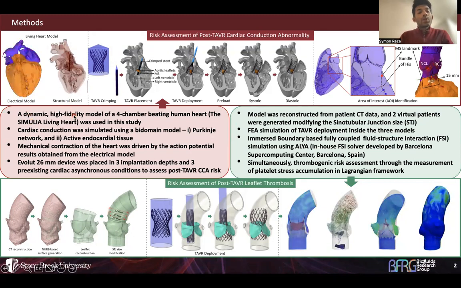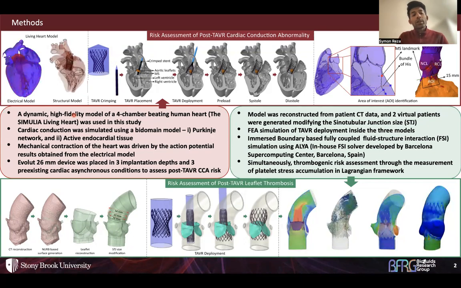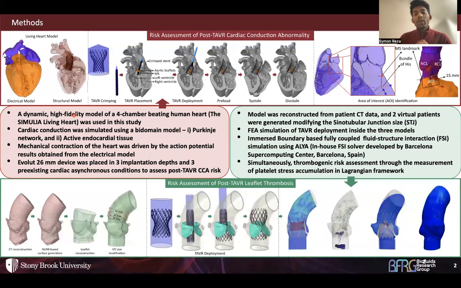So we simulate the electrical action potential transfer through the heart and then use those results as the boundary condition for the structural model. And then we deploy this TAVR device in three different implantation depths and also three different pre-existing conduction abnormality conditions. Then we measured the mechanical factors in the proximity to the bundle of His and the TAVR prosthesis. Based on the comparative analysis, we were able to observe the associated risk with deeper implantation depth and also pre-existing conduction abnormalities.